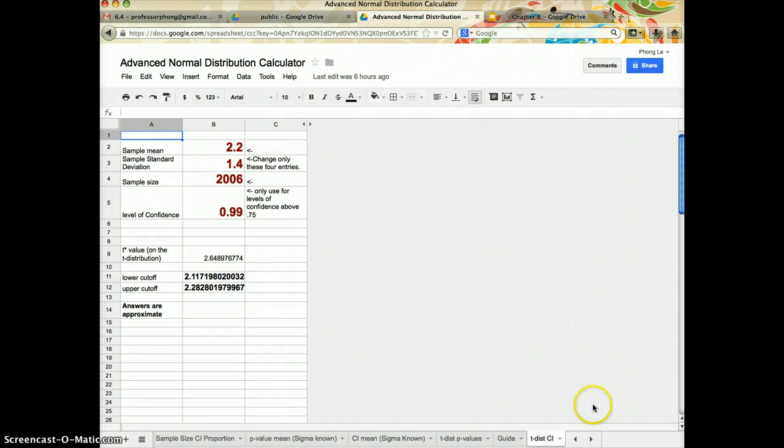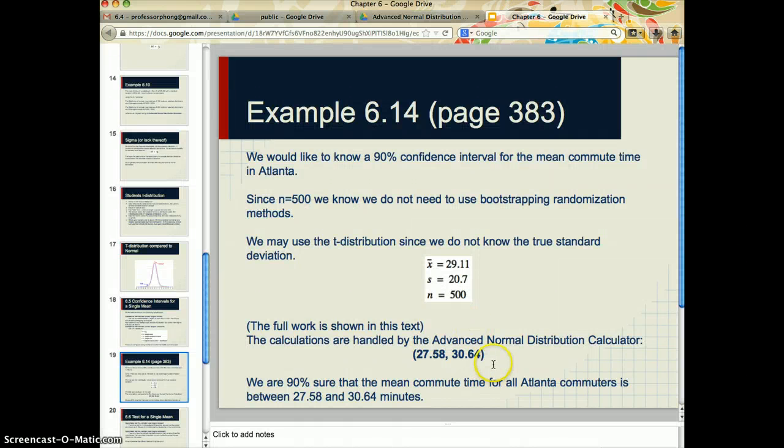So, we go to the t-dist CI section of the Advanced Normal Distribution Calculator and enter in the information. Again, it's 29.11 minutes as our sample mean. Our standard deviation is 20.7 minutes, and our sample size is 500. And we want a 90% confidence interval. And that gives us about 27.57 and 30.65 as the limits of our confidence interval.